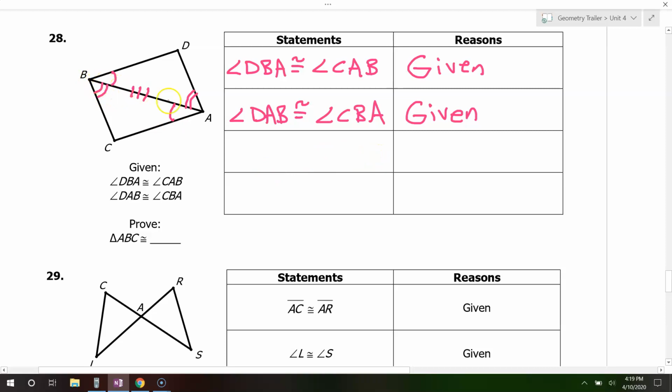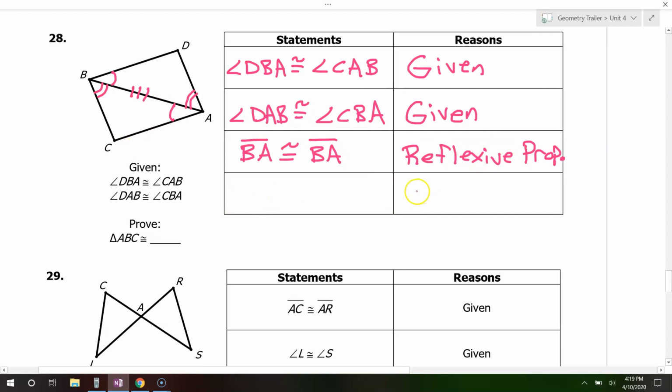We just marked side BA as being congruent for both triangles. The way you write that down is you say segment BA is congruent to segment BA. Whenever you have this kind of silly statement that something is congruent to itself, that is called the reflexive property. Not reflective, reflexive. All right, memorize that.